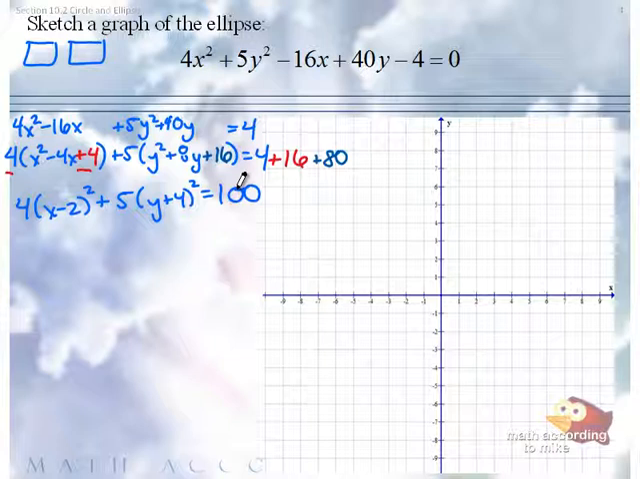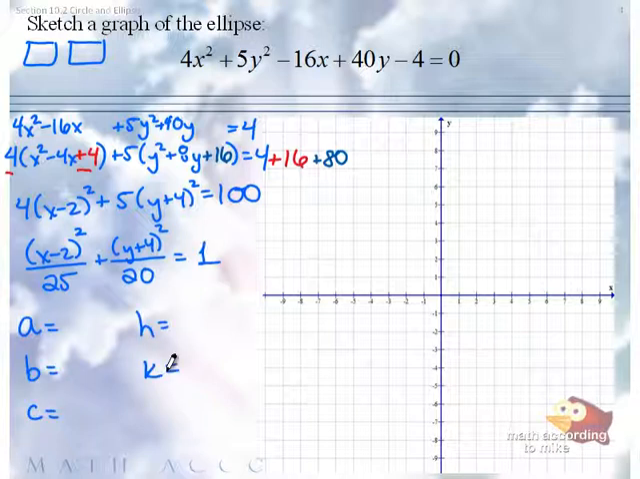Dividing everything by 100, we'll get x minus 2 squared over 25, because 4/100ths is 1/25. We'll get y plus 4 squared over 20, because 5/100ths is 1/20, equals 1. Now we are ready to find the ABCHK.